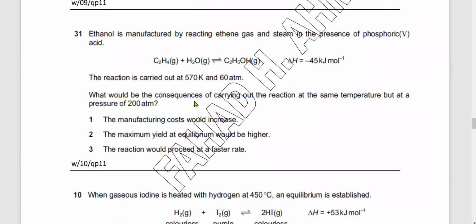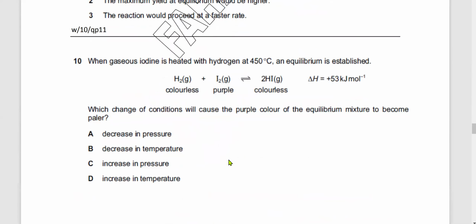This one, the reaction is being carried out under these conditions. What would be the consequence of carrying out the reaction at the same temperature but at a pressure of 200 atmospheres? So he's tripling the pressure. So the maximum yield at equilibrium, two and three. What about one? You're increasing the pressure three times. Yeah, I saw. So one, two, and three. Yield would increase and the reaction would obviously be faster.